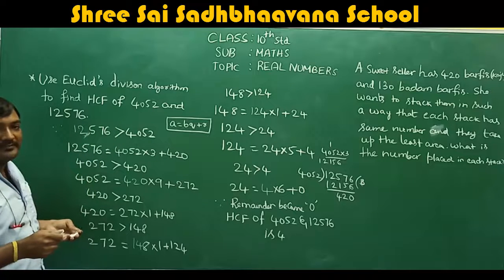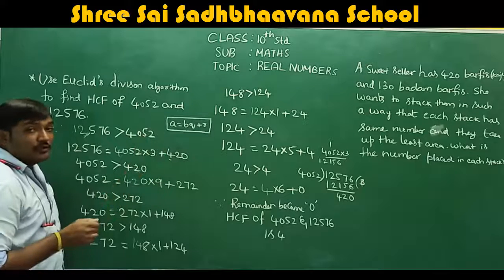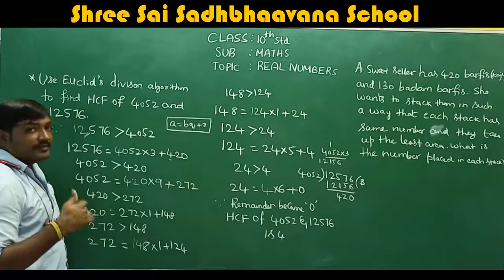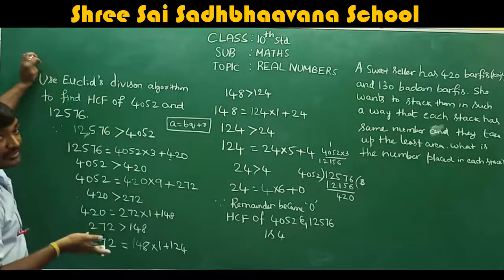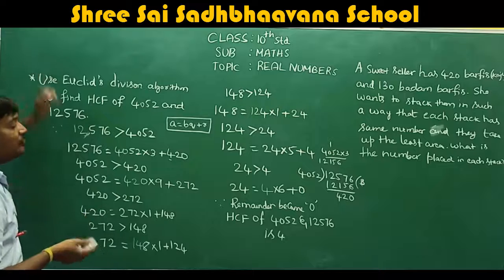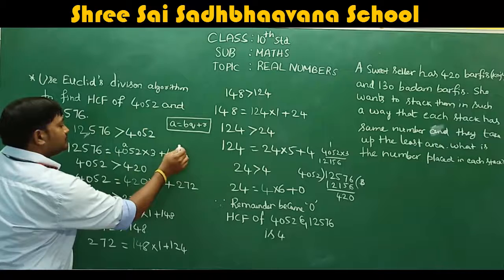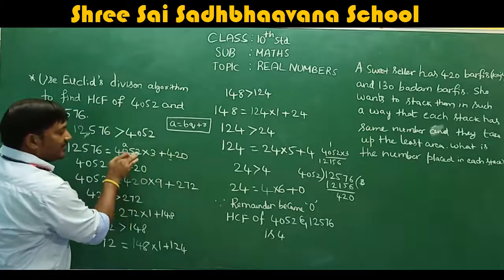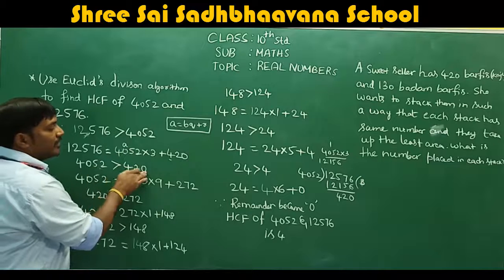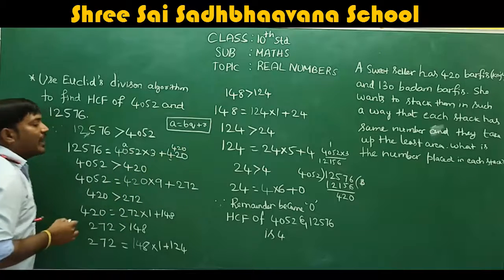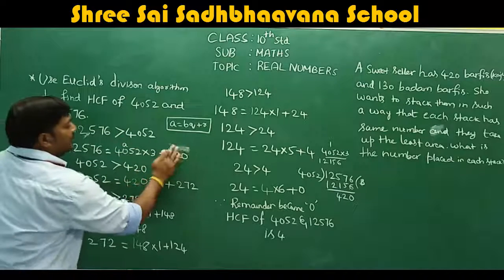So we expressed 12576 in the form A is equal to BQ plus R. But what we have to check is whether we got the remainder as 0. No, we got some number other than 0. So what do we have to do? We have to proceed with the next step. The same step we repeat, taking 4052 as A, the dividend, and 420 as B. So we have to divide 4052 with 420.